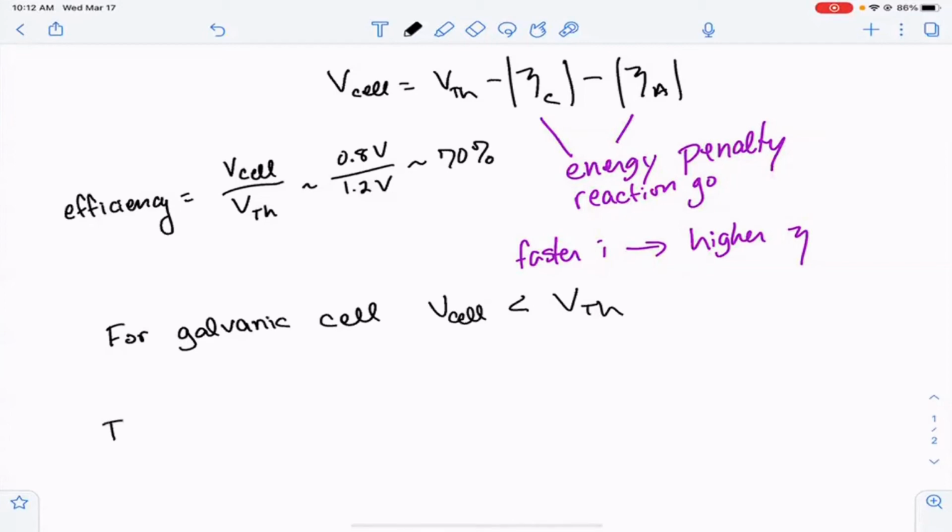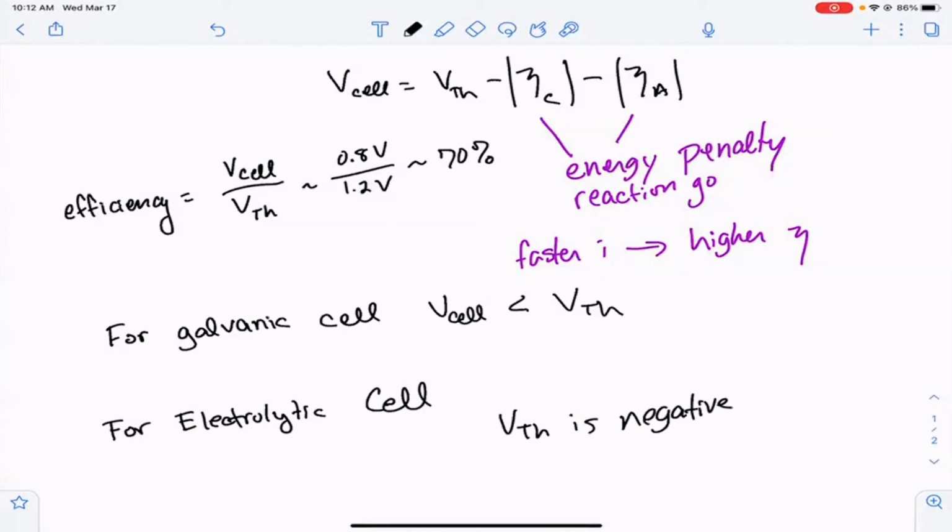Now, for an electrolytic cell, remember, the interesting thing here is that for an electrolytic cell, the thermodynamic voltage is negative, right? And we did that last time. That's how we know it's non-spontaneous. So that means that we're going to subtract again these overpotentials and get a value that's even more negative.